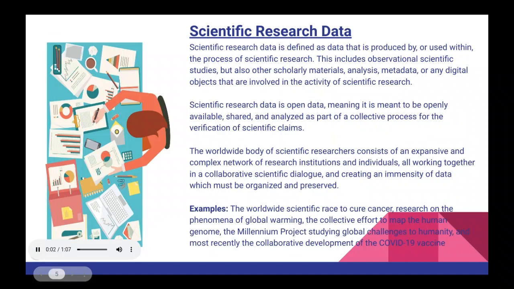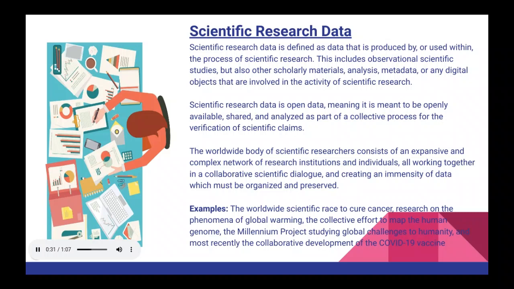Scientific research data is defined as data that is produced by or used within the process of scientific research. This includes observational scientific studies, but also other scholarly materials, analysis, metadata, or any digital objects that are involved in the activity of scientific research. Scientific research data is open data, meaning it is meant to be openly available, shared, and analyzed as part of a collective process for the verification of scientific claims.